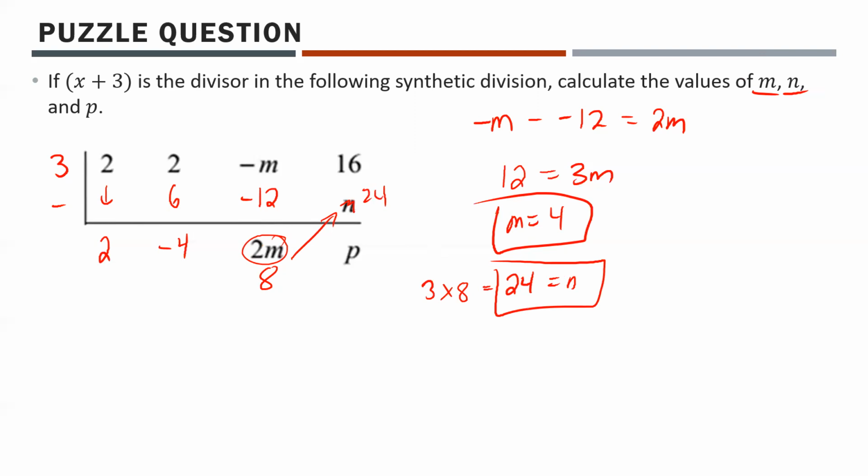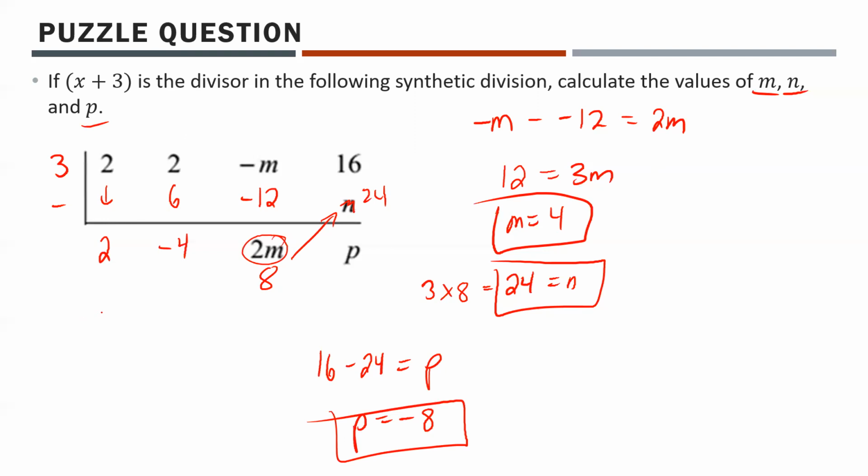Now we just have to find p. I think this one's probably the easiest of the bunch we've had so far. 16 minus 24 should give me p. So 16 minus 24 equals p. Well, 16 minus 24, that's negative 8. So p equals negative 8. Perfect. We got all 3 of those terms.